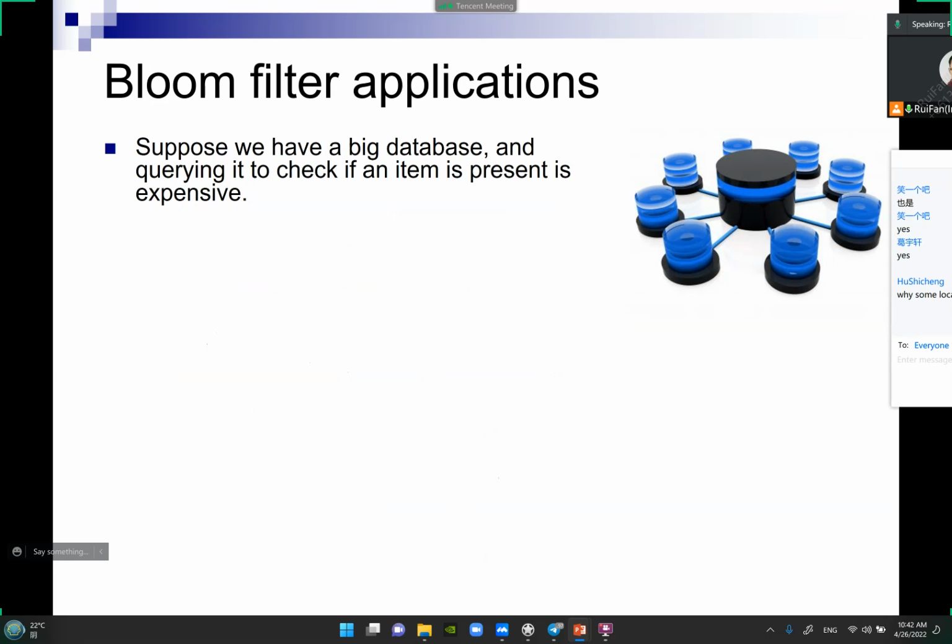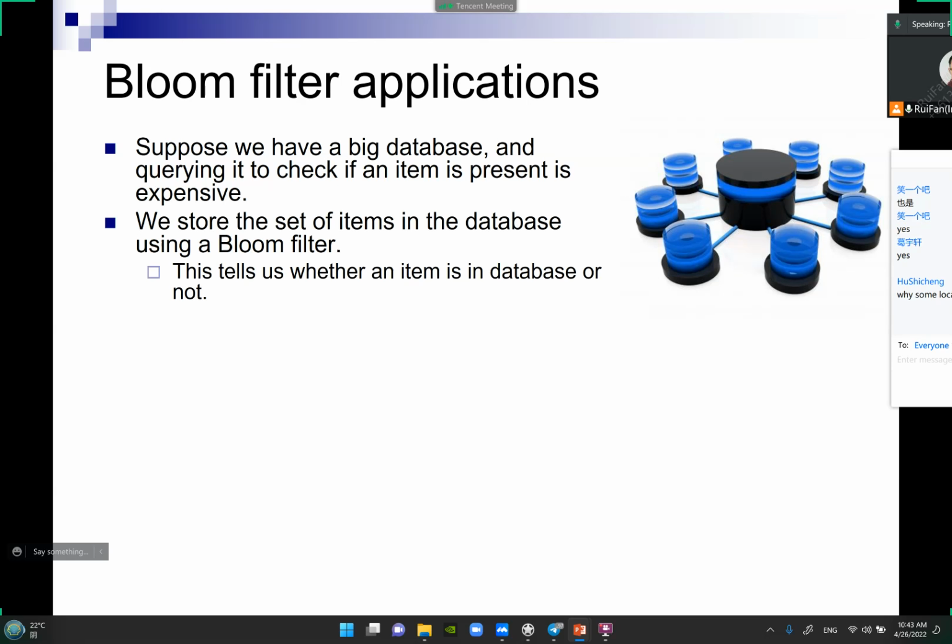Before we talk about how to implement Bloom filters, let's first look at some applications for Bloom filters. One application is, suppose you've got a big database, and you want to check whether certain items are in the database. Accessing the database is quite expensive, because databases are very complicated, so any query to the database is going to take a long time. We can use Bloom filters to try to speed up this process of checking whether some item is in the database.